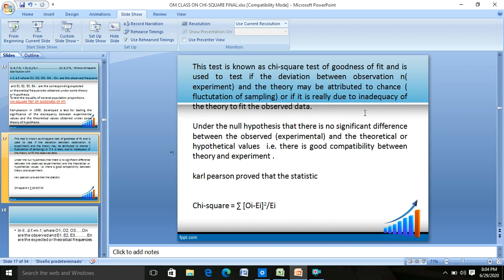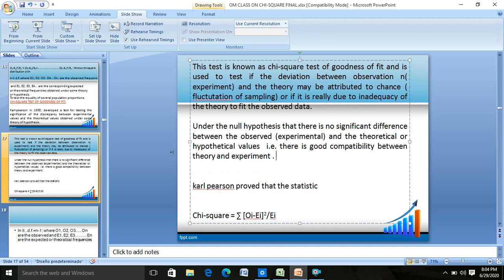It means it compares the observed and the expected, whether the expected one is fitting the observed data or not. Under the null hypothesis, in this case also, I said two lines in the beginning of hypothesis testing, that all the hypothesis testing are based on two hypotheses: null hypothesis and alternate hypothesis. Sometimes you also get the definition, what is null hypothesis, alternate hypothesis. Null hypothesis, there is no significant difference between the observed and the theoretical or hypothetical value, and there is good compatibility between theory and experiment.